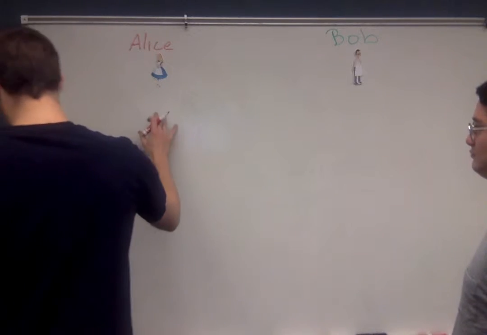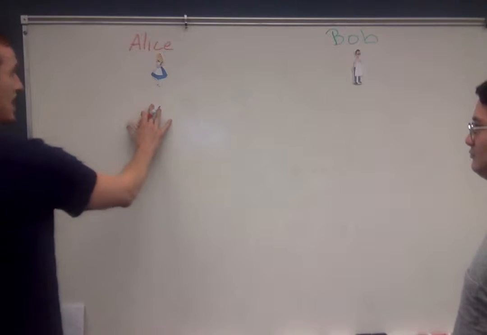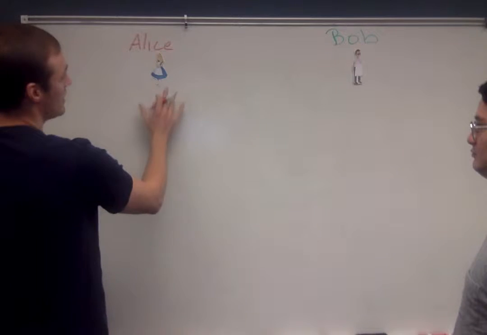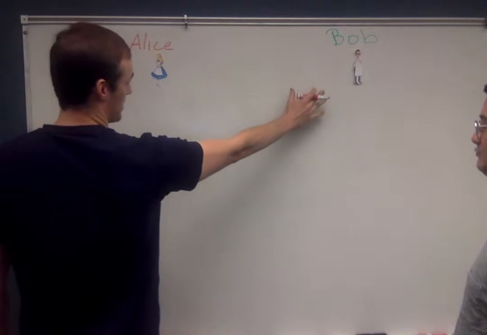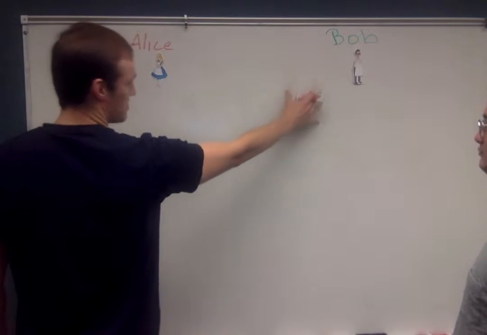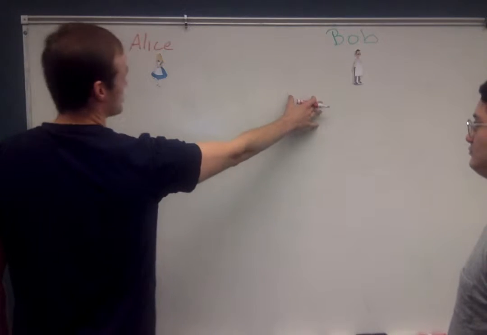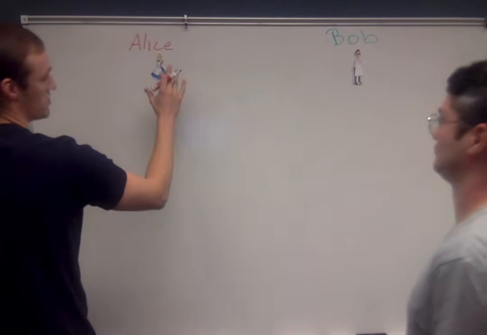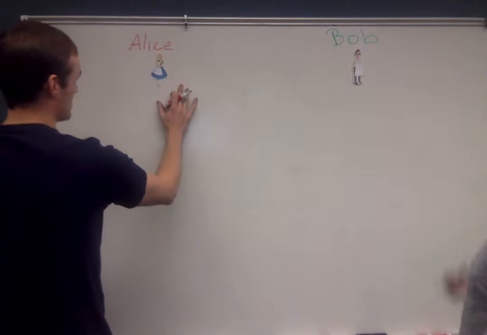The way we're going to do that is we're going to have Alice create a public and a private key. Alice is going to distribute the public key to Bob. Bob is going to encrypt a message and send it back to Alice, and Alice is going to use her private key to decrypt the message.